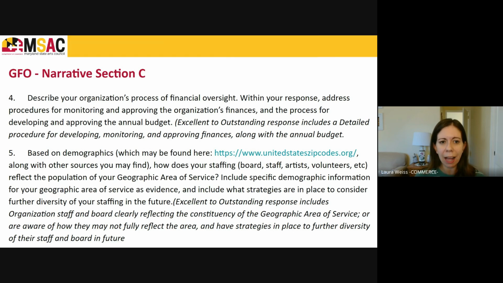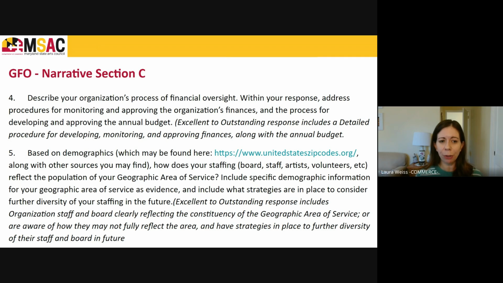Number four here is asking you to describe your organization's process of financial oversight. Within your response, address the procedures for monitoring and approving the organization's finances, and also the process for developing and approving the annual budget. So make sure there's two pieces here. Make sure that we're looking at both the monitoring and approving of the finances, and also the development of the annual budget. Sometimes people get one or the other. We're looking for both there. So the excellent to outstanding response includes a detailed procedure for developing, monitoring, and approving the finances along with that annual budget piece.